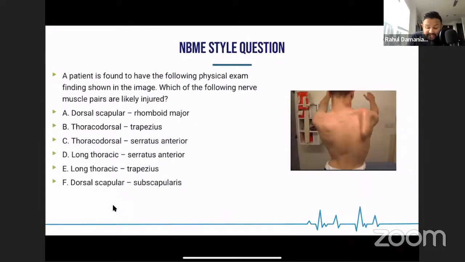A patient is found to have the following physical exam finding shown in the image. So this is going to be a gross pathology of what? Of the back. And you see that there is some asymmetry such that the right scapula is kind of protruding out. Which of the following nerve muscle pairs are likely injured? Go ahead and put that into the chat.